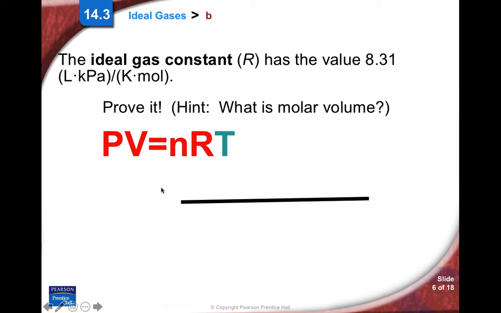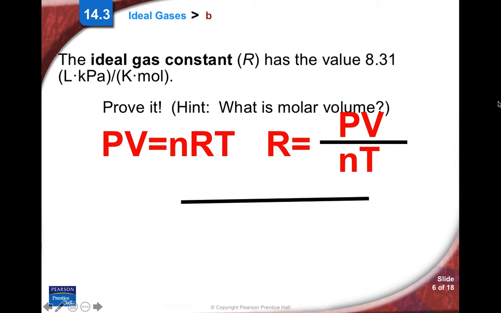So PV equals nRT. What does R equal? Do a little algebra, get R by itself, put n and T on the other side, which of course requires division, P and V on top. So molar volume, we learned way back when that 1 mole of any gas at STP, remember that, is 22.4 liters. So let's put the numbers in place.